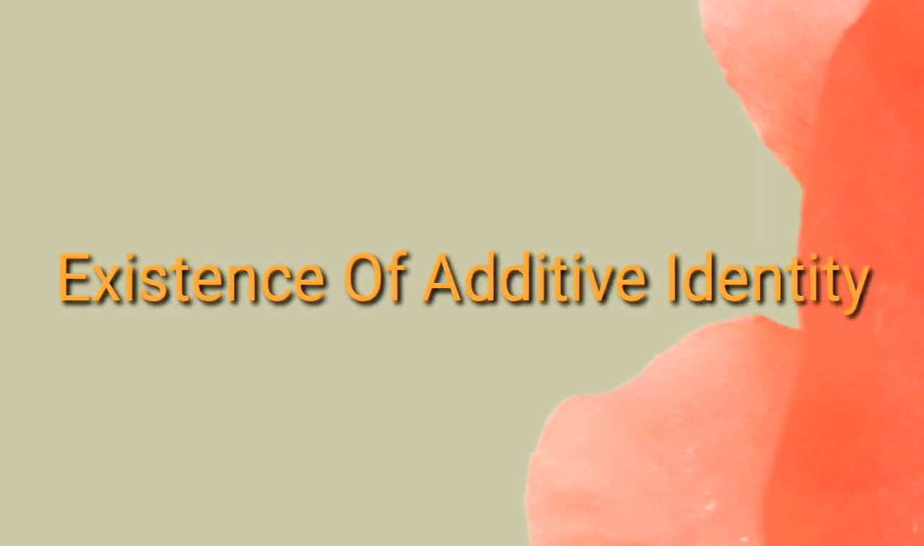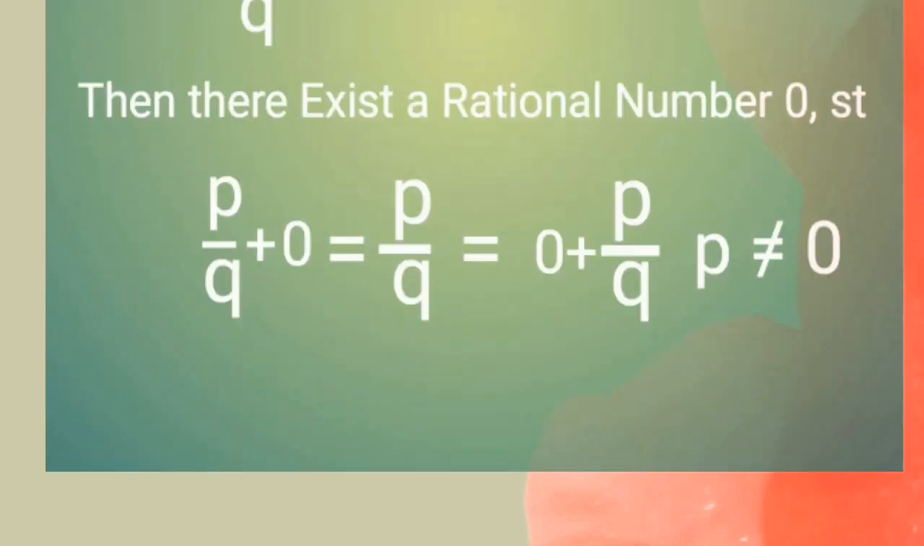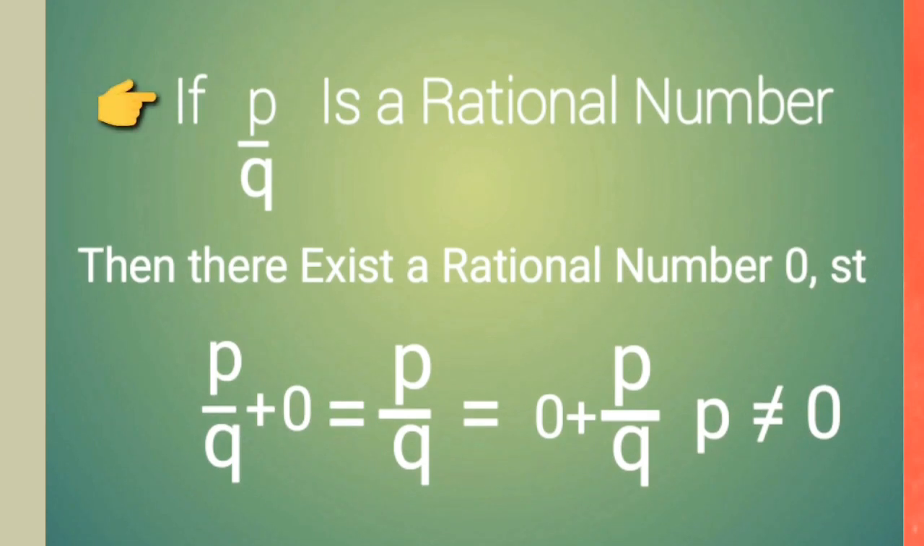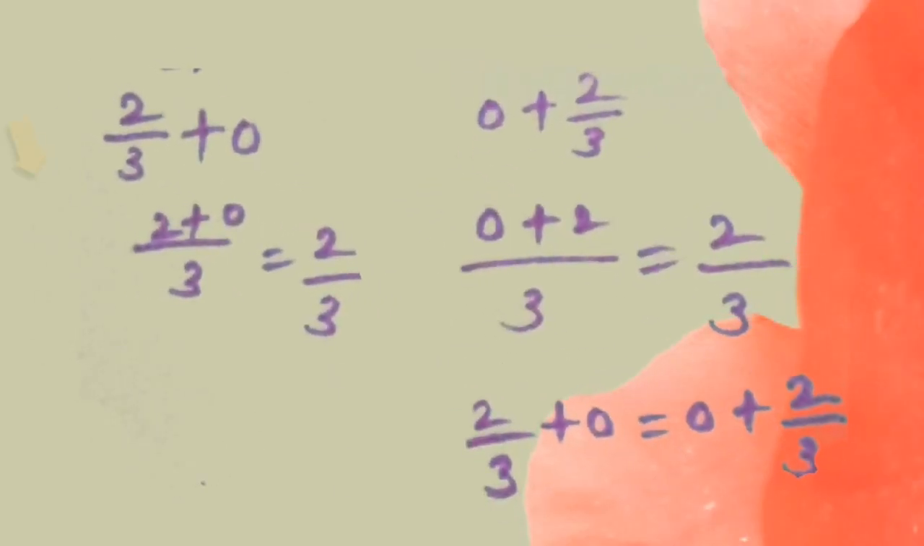So our next property is existence of additive identity. If P upon Q is a rational number, then there exists a rational number 0 such that P upon Q plus 0 equals P upon Q equals 0 plus P upon Q, where Q is not equal to 0. This means, students, if you add 0 to any number, for example 2 by 3 plus 0, or you add a number to 0, then the answer will remain the same.